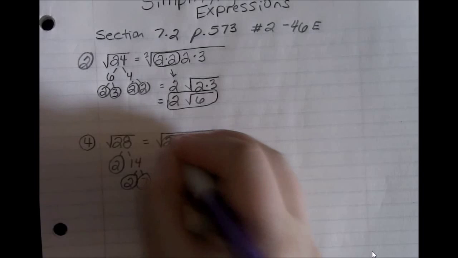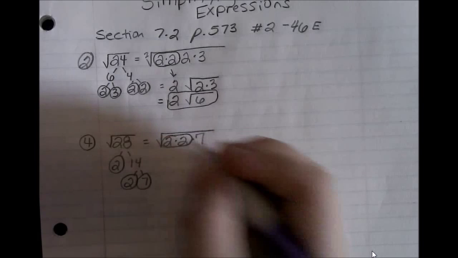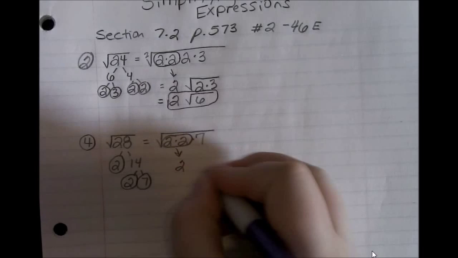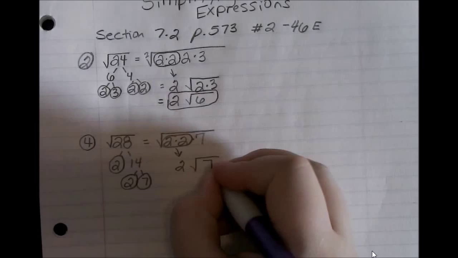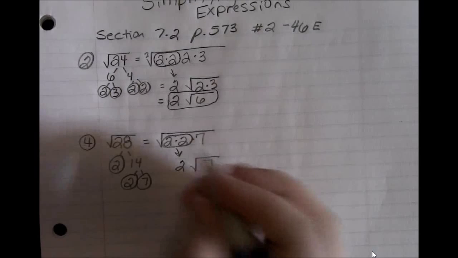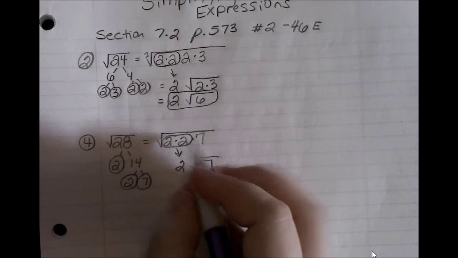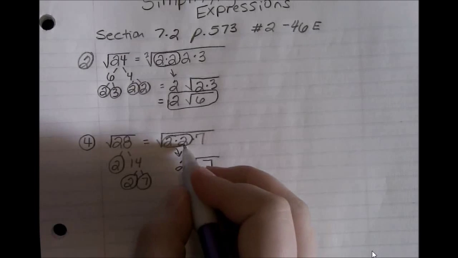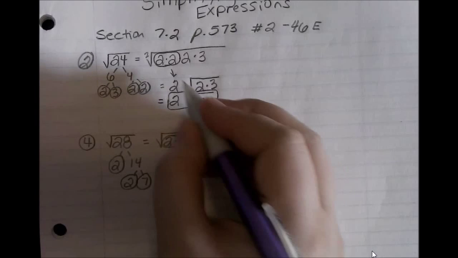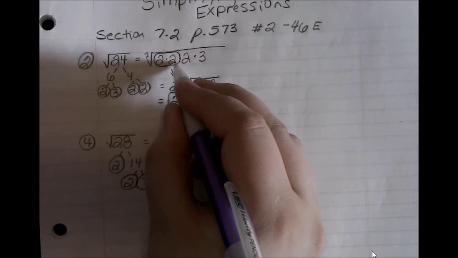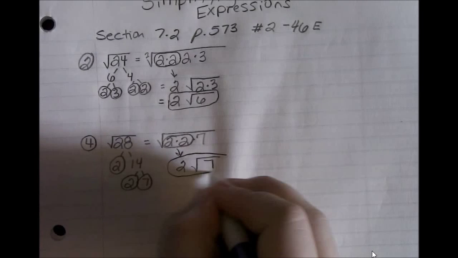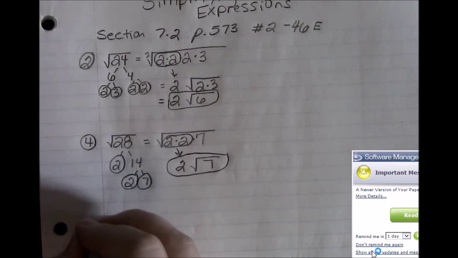I need 2 of a number to bring it out. That's what that invisible index means. So the 2's come out as just 1, 2, and then I have the 7 still under the radical. The way you can remember that the 2's just come out as 1 is that 2 times 2 gives you 4, and the square root of 4 is 2. Same thing from number 2. This 2 times 2 gives me 4. The square root of that 4 would be 2. So this 2 square roots of 7 on number 4 is my final answer.